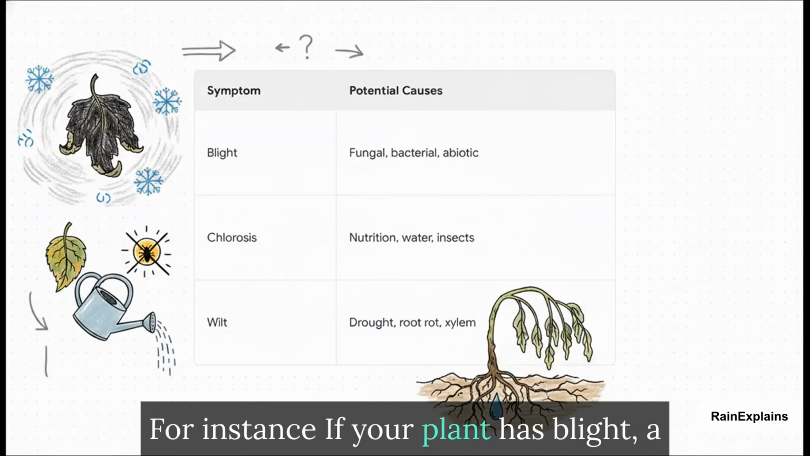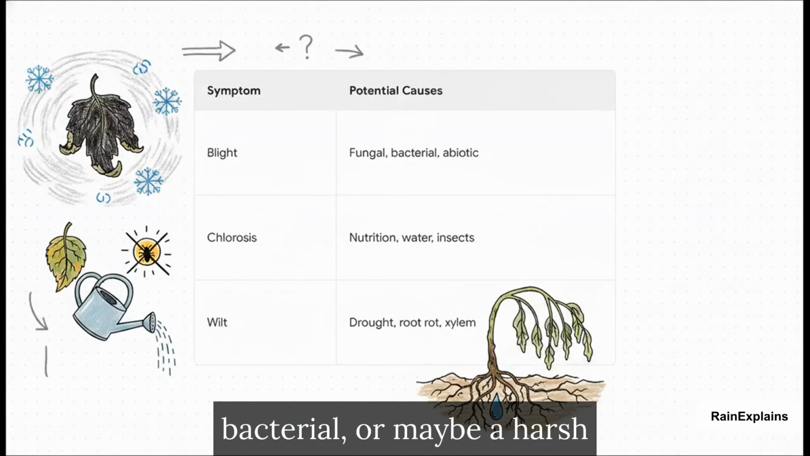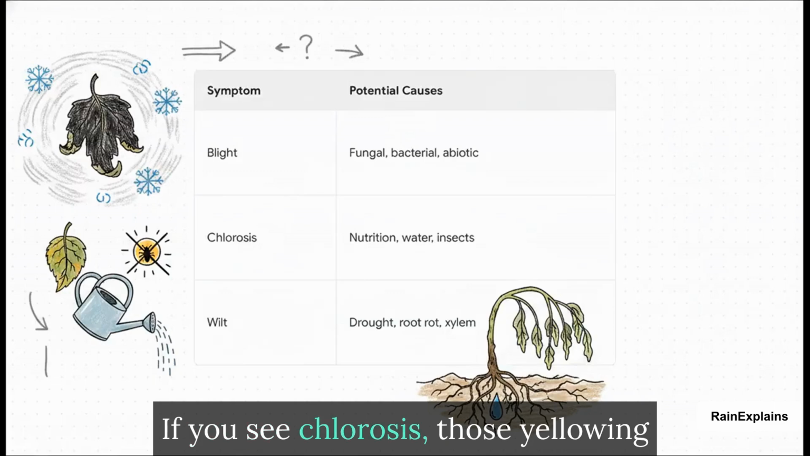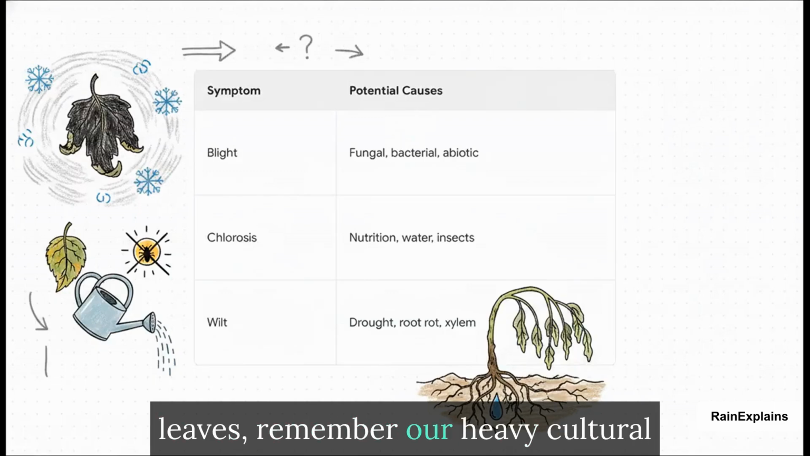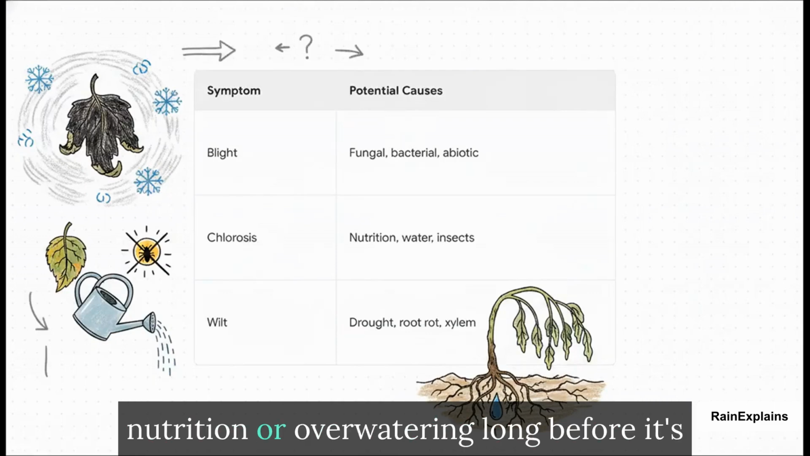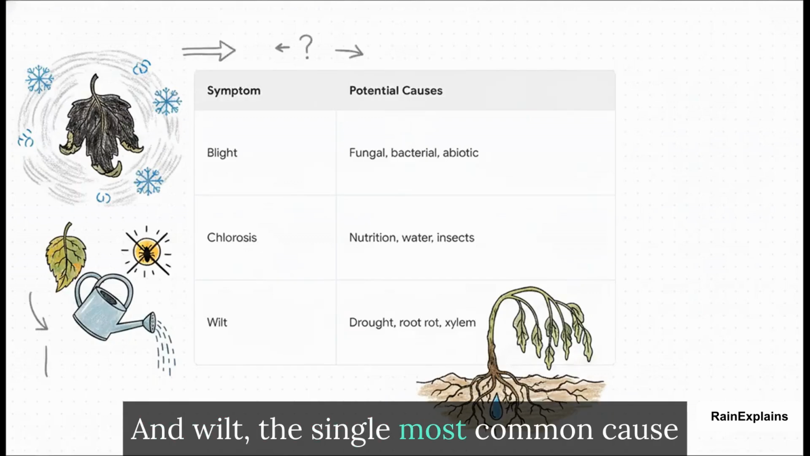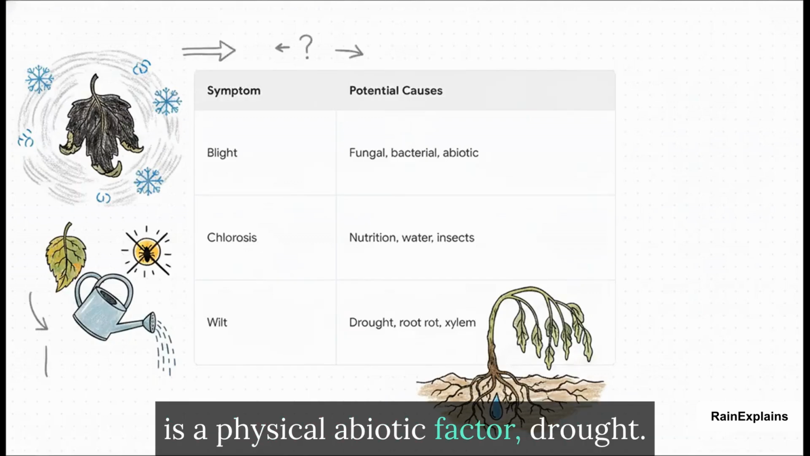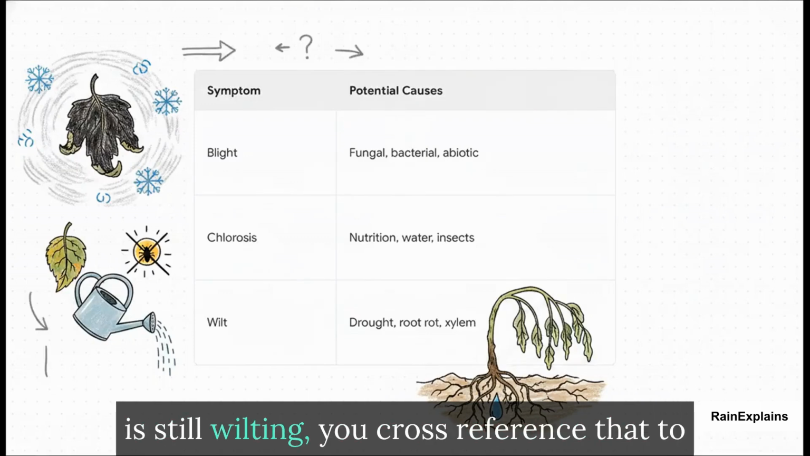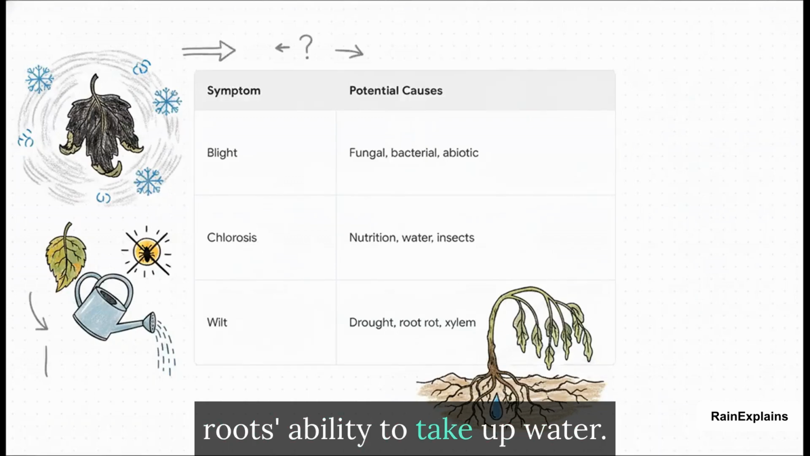For instance, if your plant has blight, a rapid death of foliage, it could be fungal, bacterial, or maybe a harsh environmental condition like a sudden freeze. If you see chlorosis, those yellowing leaves, remember our heavy cultural focus today. It is highly likely to be poor nutrition or overwatering long before it's an insect. And wilt? The single most common cause is a physical abiotic factor, drought. But if the soil is soaking wet and the plant is still wilting, you cross-reference that to suspect root rot, which destroys the root's ability to take up water.